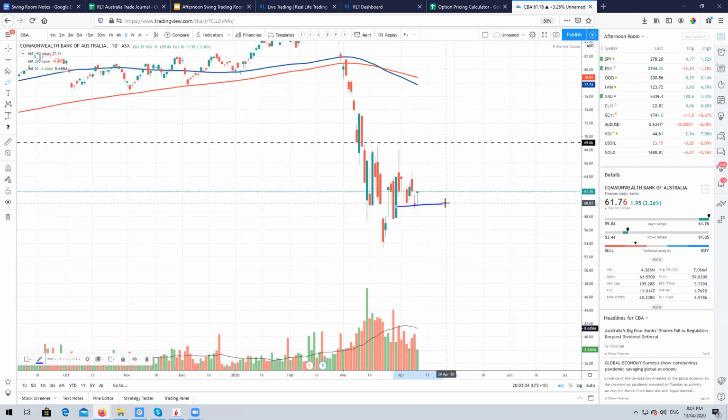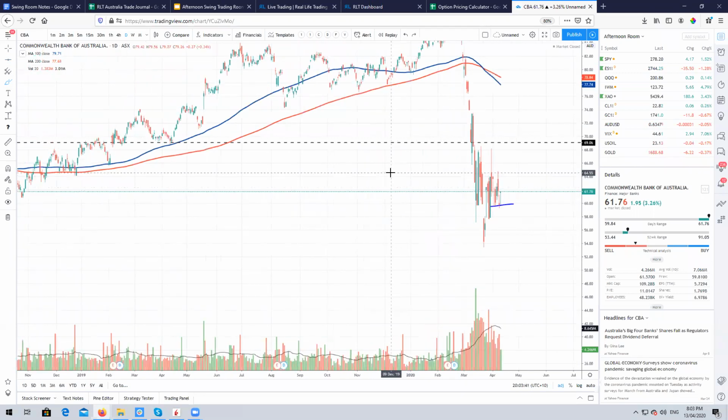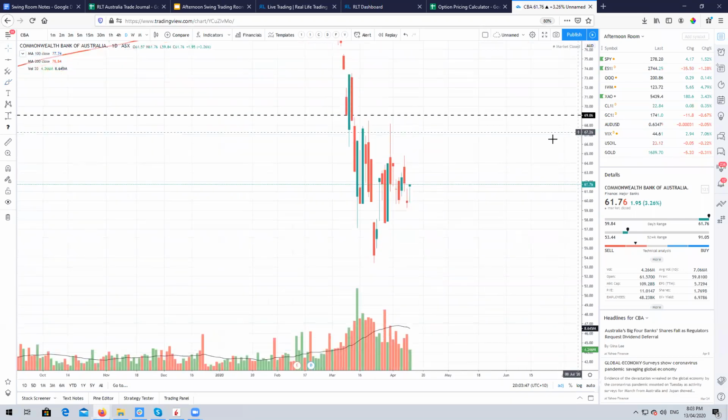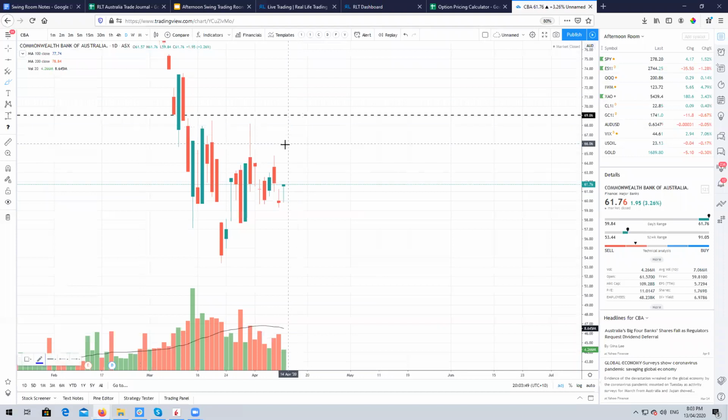If we gap to this level, there's a potential that we'll most likely just trade up and down at that particular level. Long term though, buy the dip. Long term, CBA, if you've got shares, sell options. Sell options above 65. At least get something for your money.